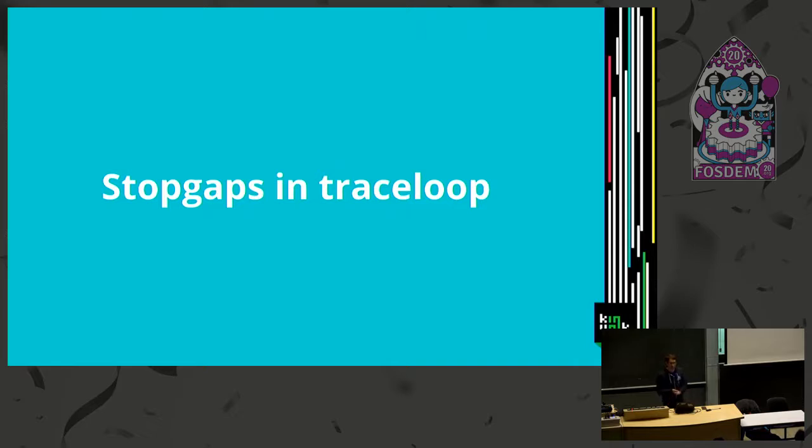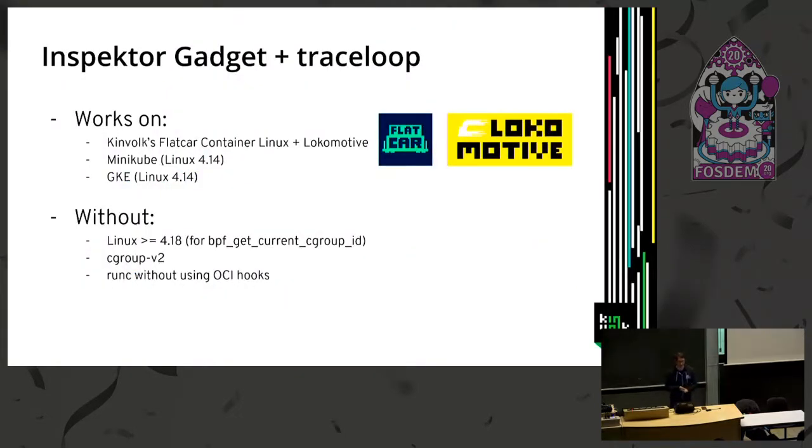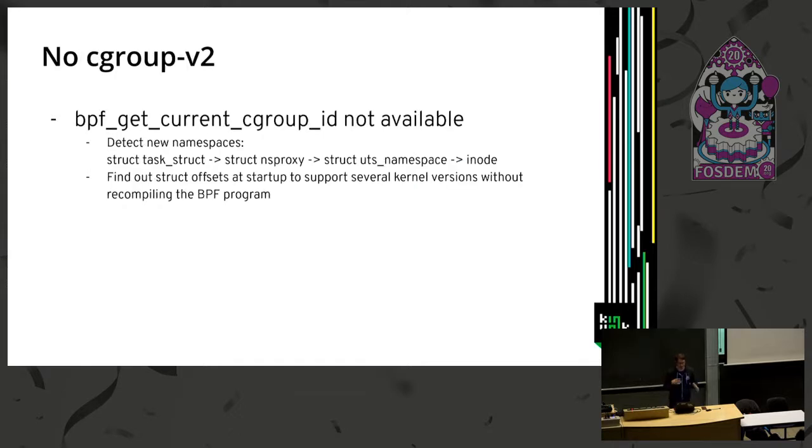Okay, so I will show some stopgaps in Traceloop, things that I implemented which are not the perfect way, but I will explain why. Initially, I wrote Inspektor Gadget for the Kinvolk Linux distribution, that's Flatcar Container Linux, a Kubernetes distribution. But then I wanted to make it work on other, older Linux kernels, for example Minikube or GKE, which use 4.14, which doesn't have all the BPF features I wanted. For example, it doesn't have the BPF helper function I wanted. It doesn't have cgroup version 2 enabled by default. And there is no proper way from Kubernetes to use OCI hooks. But still, the Traceloop program works on all those Kubernetes distributions with some hacks, workarounds or stopgaps.